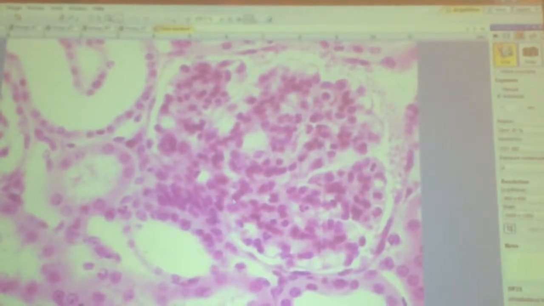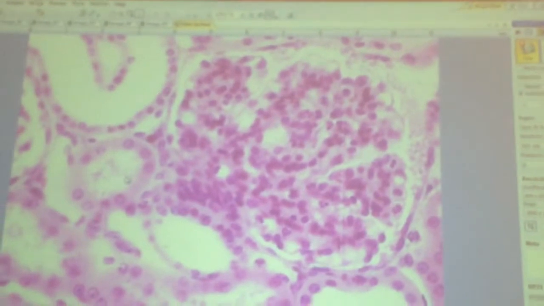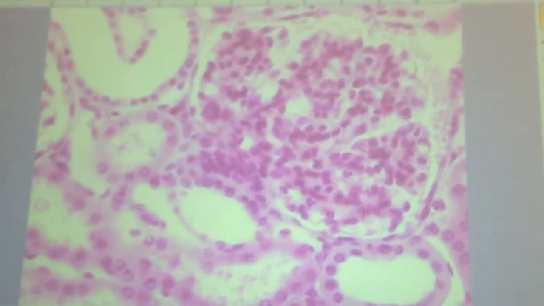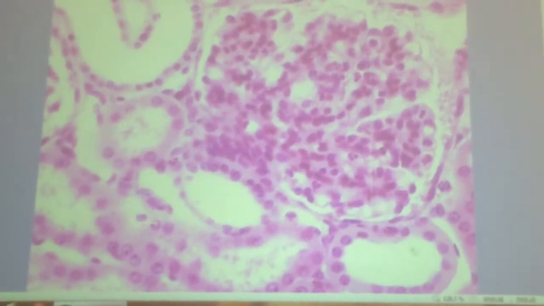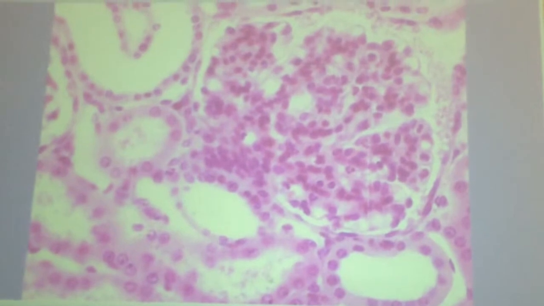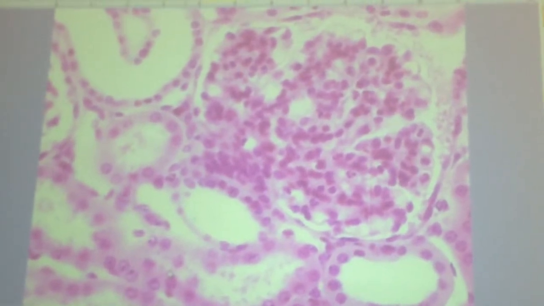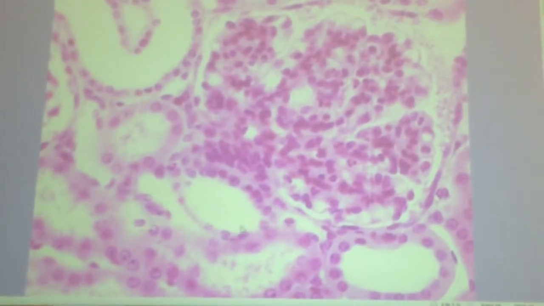So this right here is what? Glomerulus. What is this? Proximal convoluted tubule, and this? Distal convoluted tubule? Distal. This is a longitudinal section of a proximal convoluted tubule. The reason why I want to pull this up in a little bit more detail is I want to look at this distal convoluted tubule right here.